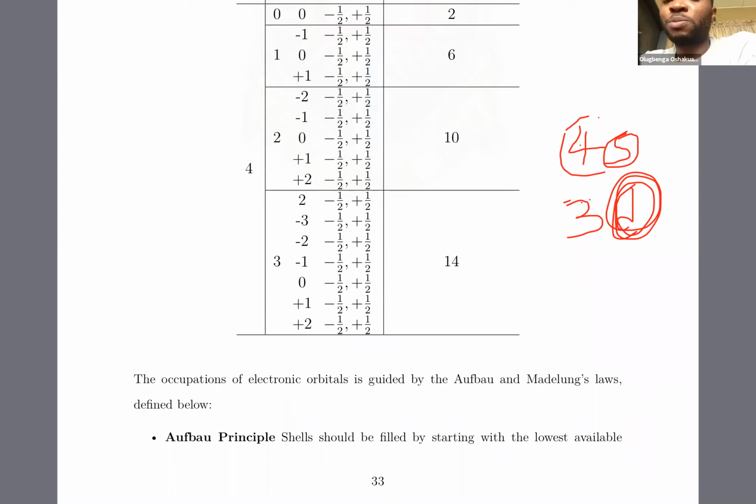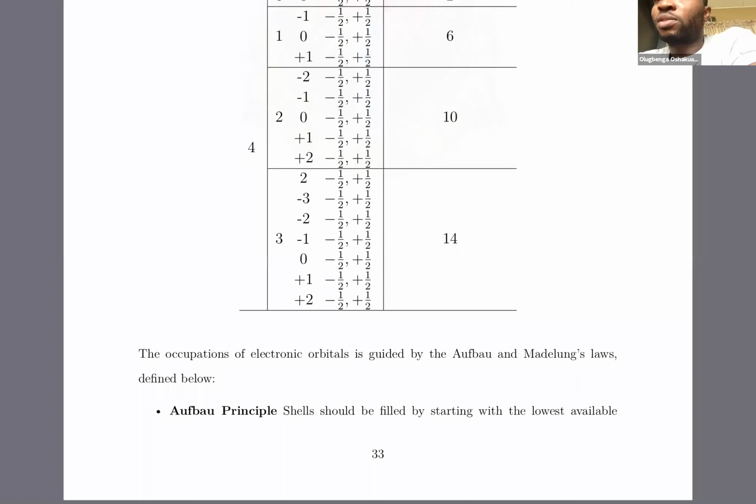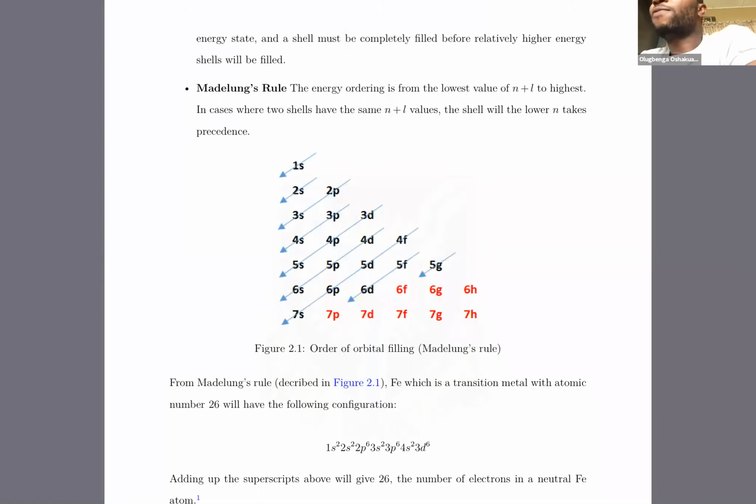That takes us to Aufbau's and Madelung's principle. Aufbau's principle is very straightforward, and it tells us that shells must be filled from the lowest available energy state. When the lowest available energy state is completely full, then we move to the next higher available energy state. We don't start filling the higher energy states if the lower energy states have not been completely filled. Not all the elements obey that rule anyway, but that is Aufbau's principle. Madelung's rule tells us about the ordering, and the image we have here is talking about Madelung's rule.